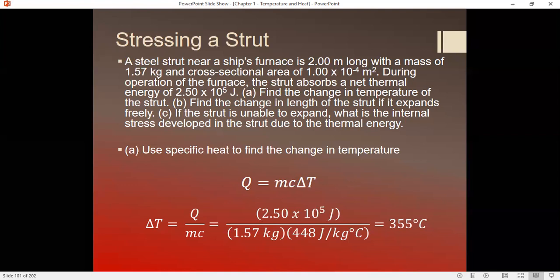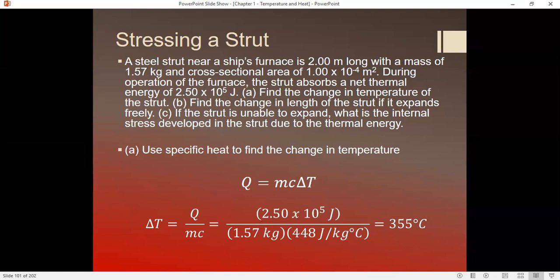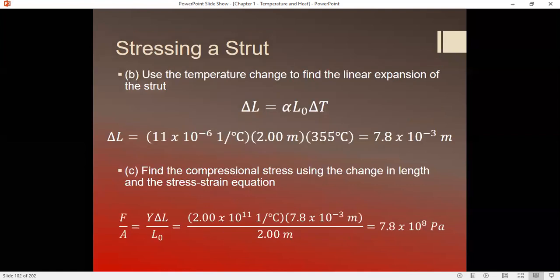How much does it change its length? Okay. Well, we're going to assume that I make the assumption that it starts at 0 degrees. That's fine. We'll do this anyway. We're going to assume that the change in temperature is 355 degrees Celsius because they don't give us a temperature to start out. So I'm going to start at 0. Probably should have started at 20, but I'll start at 0.